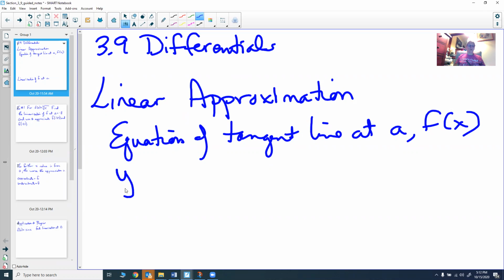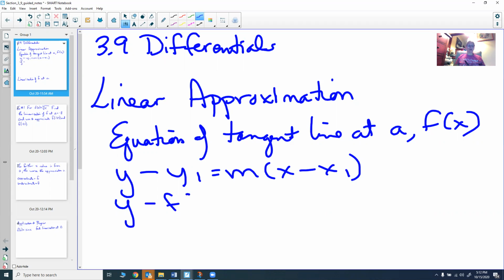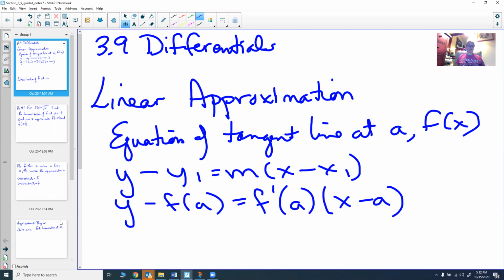is y minus y1 is equal to m times x minus x1. That's the equation of any line. But for a tangent line, we know a little bit more information. First off, y1 is your function evaluated at that point. So it'd be y minus f of a. Your slope for a tangent line is the derivative evaluated at a. And then your x1 value is a.